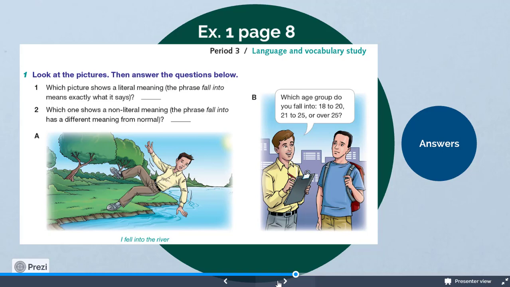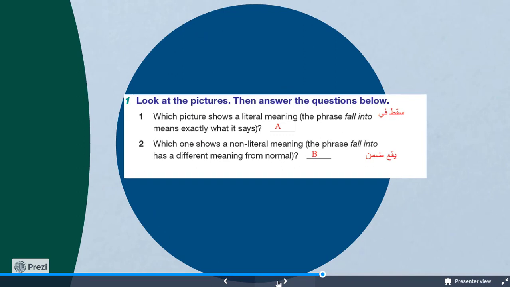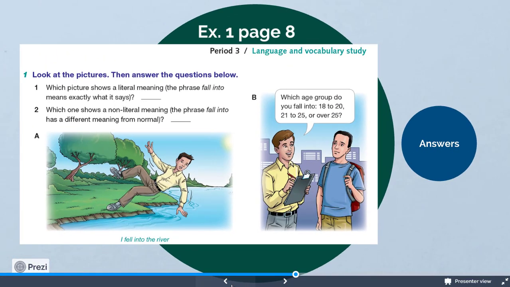Now moving to the second one. Here, look with me. Which one shows a non-literal meaning? مين من الصور بتعبر عن المعنى الضمني أي ليس المعنى الحرفي، المعنى الضمني of the phrase fall into? Of course, it is picture B. بمعنى يقع ضمن. Let's get back to the sentence B to understand more. Which age group do you fall into? إذا هنا قصد بالphrasal verb fall into بمعنى يقع ضمن الفئة العمرية. فهنا هذا هو المعنى الضمني من الكلمة.